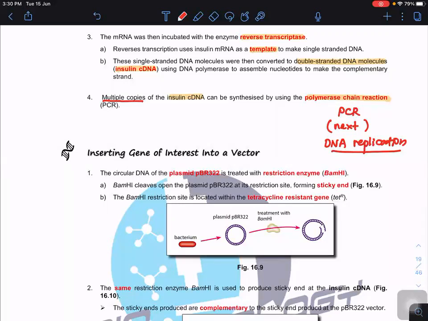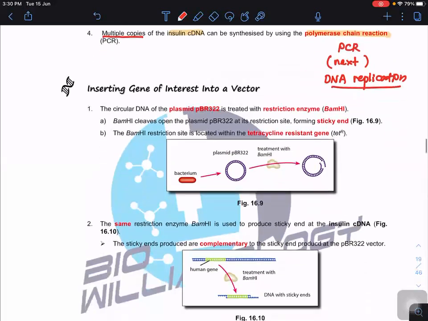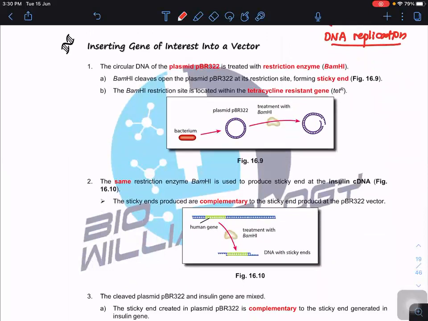Once we have the molecule ready, we're going to insert the gene of interest into our vector. So what is our vector? We use plasmid pBR322. We cut it with the restriction enzyme. Highlight the restriction enzyme we need to know here, BamHI. Yesterday we learned that BamHI creates a sticky end. Can you see that?